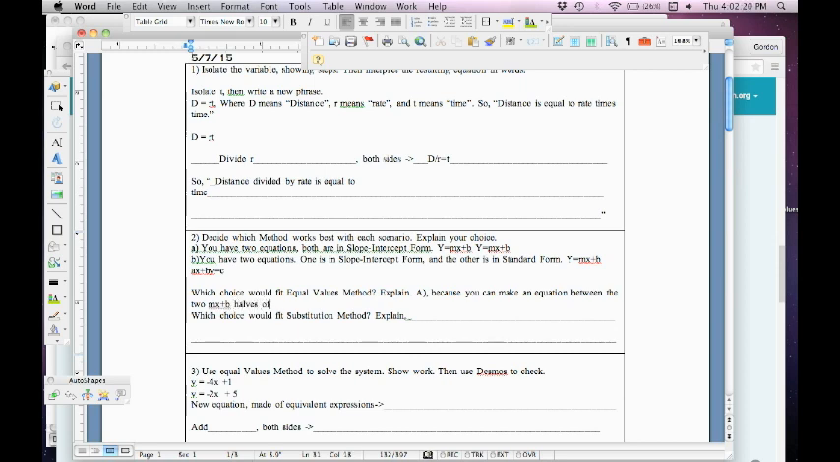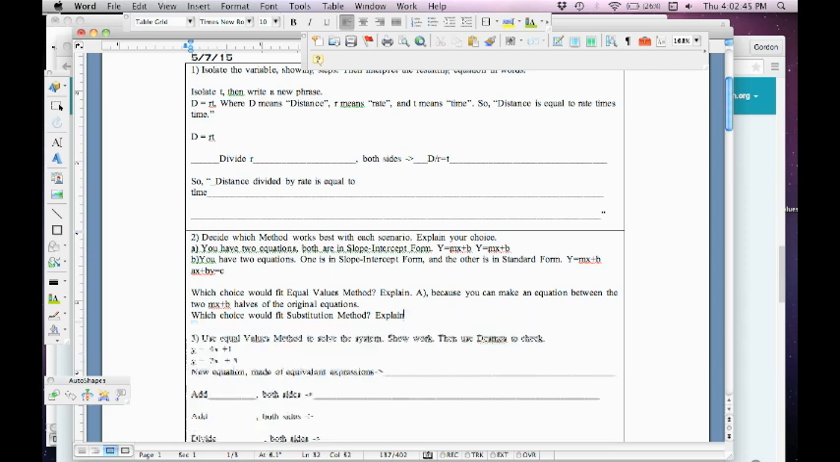halves of the original equations. So if you have y equals mx plus b and then y equals another mx plus b, you can say, whatever this mx plus b is, that must be equal to this mx plus b because they're both equal to y. That's why it's called the equal values method. Cool. All right, next.